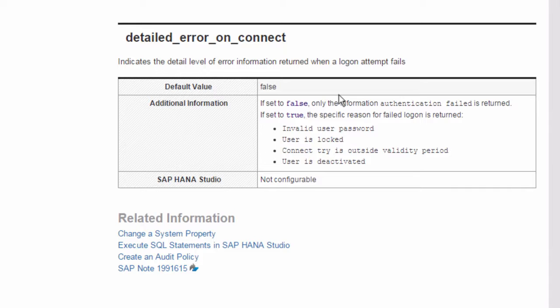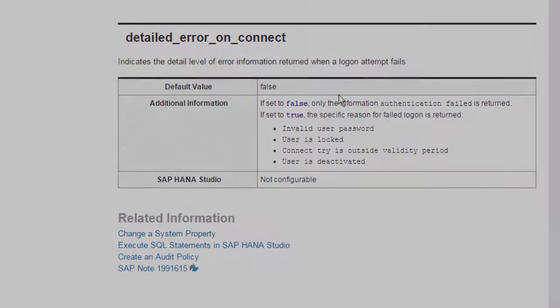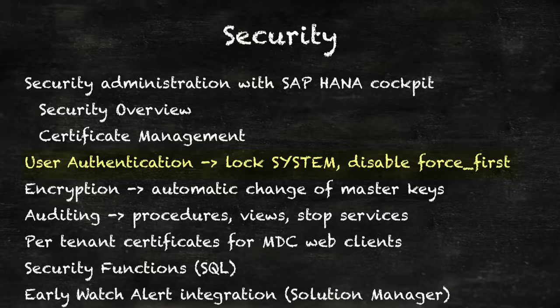If valid user password, user is locked, user is deactivated, or outside the validity period. For applications used internally, you often see that that type of information is provided. For public applications, mostly you want to provide as little information as possible to avoid any hacking attempts. Very good. That's user authentication.